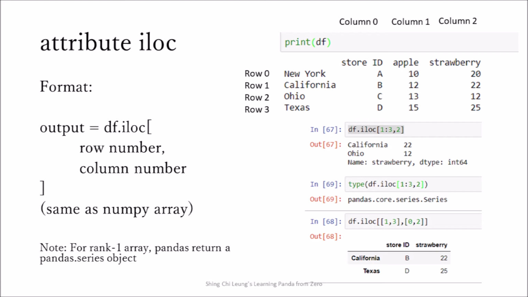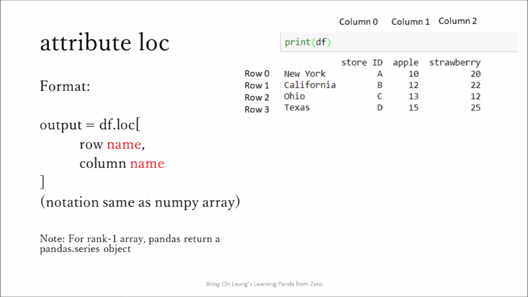And then we look at one more example, where we pass a list 1 and 3 for the row and 0 and 2 for the column. Naturally, it is a 2 times 2 array, so it corresponds to a data frame. Rows 1 and 3 are for rows California and Texas, while columns 0 and 2 are for columns store ID and strawberry. Again, combining these two, we get the data frame shown at the bottom. Then, let's move on to examine the method loc. The format is exactly the same, but this time we need to pass the data according to their index and headers.